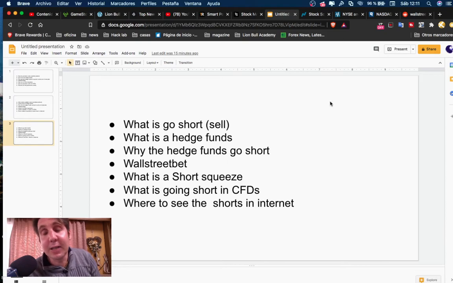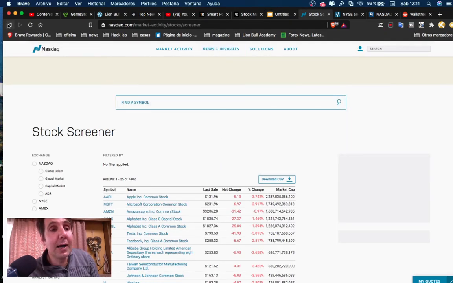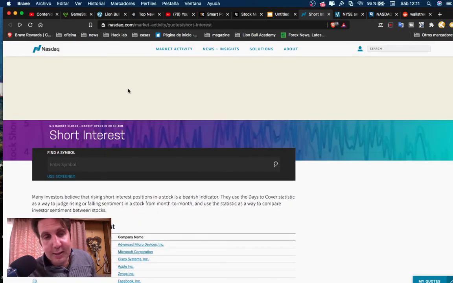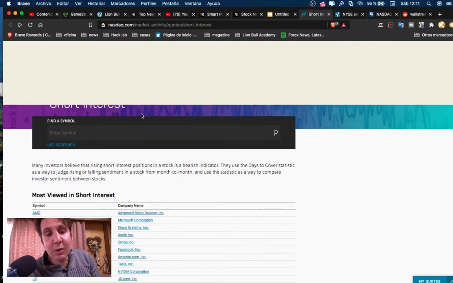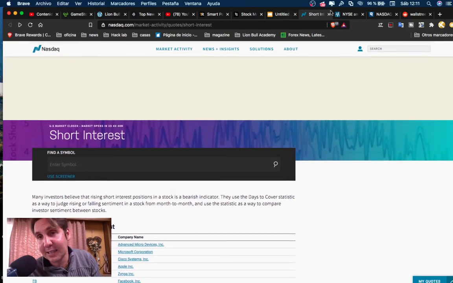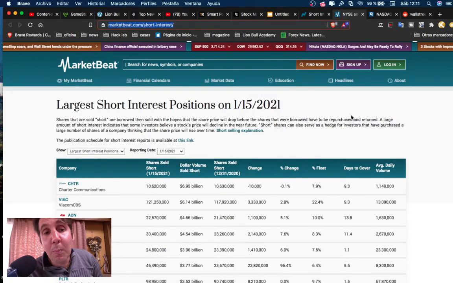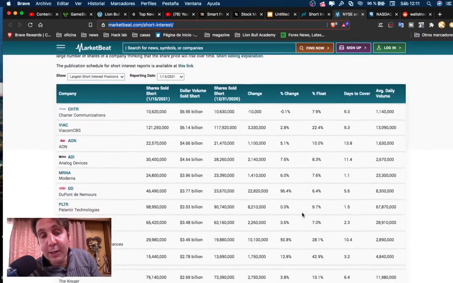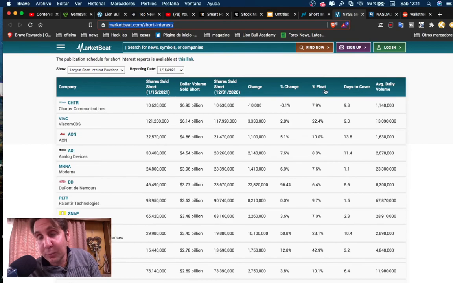There are many ways, but I'm going to show you the most useful. One is go to Nasdaq short interest. You just write it in Google, Nasdaq short interest, and you can look by company and know how many shorts are in that company. Second one is go to MarketBeat and look for the largest short interest positions. It shows you all the companies that are short and the percentage, the days to cover, and all the information.